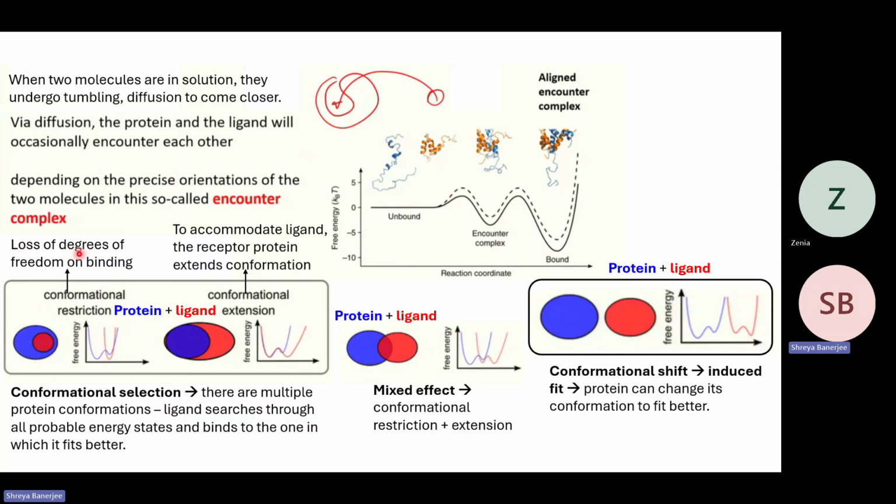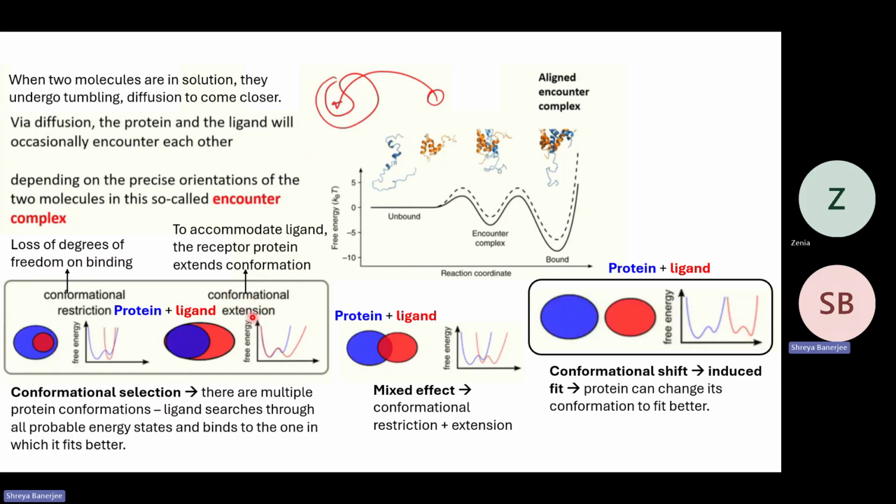That is, there is loss of degree of freedom of the protein on binding. So you can see here, if the protein can exist in this much area, the ligand is taking up a smaller area. Or there can be conformational extension. So if the protein can exist in all these conformations, the ligand can actually exist in even more conformations. In that case, to accommodate the ligand, the receptor protein extends its conformation.